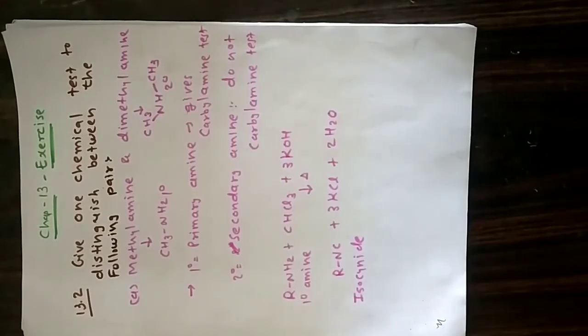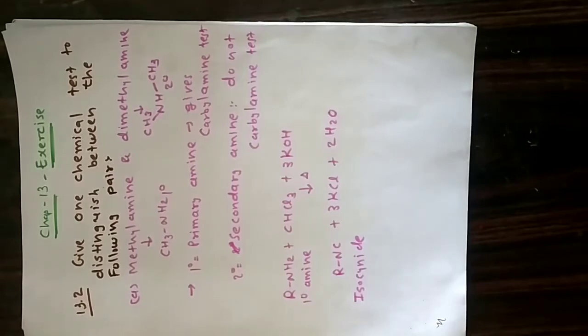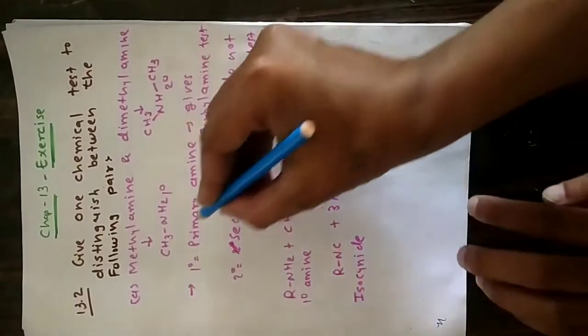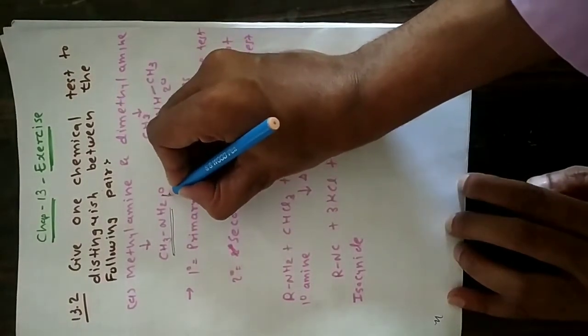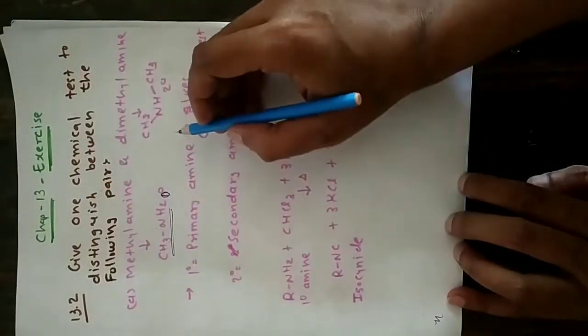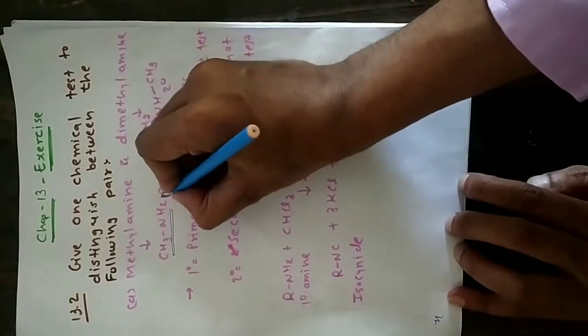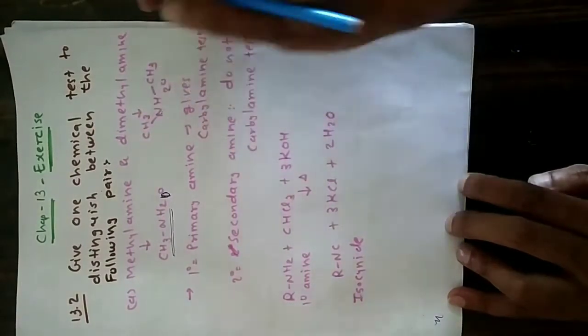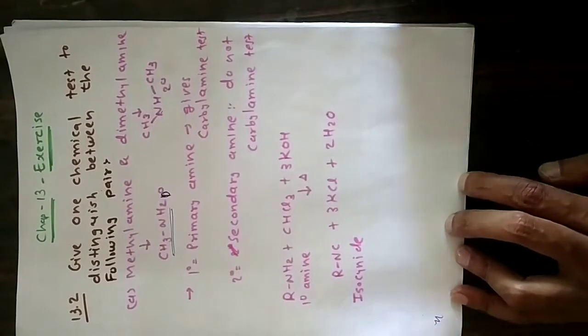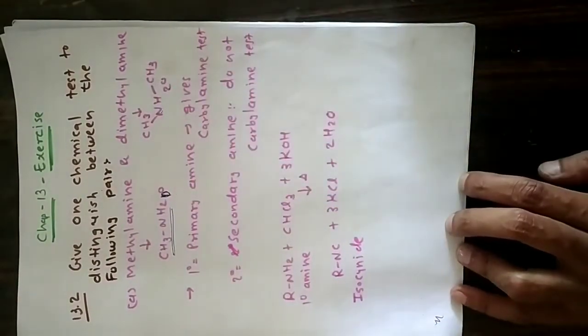The question is like this. Give one chemical test to distinguish between the following pair. In that first one, methylamine and dimethylamine. Now here you can see this one is methylamine, CH3NH2. It is a 1 degree amine. Now dimethylamine, it is a 2 degree amine.